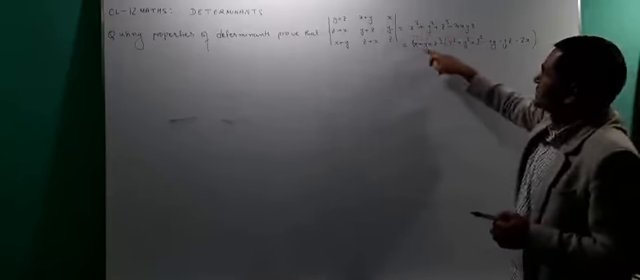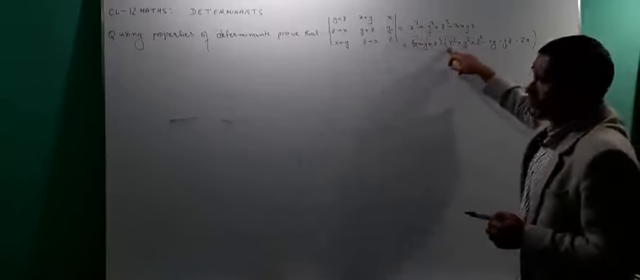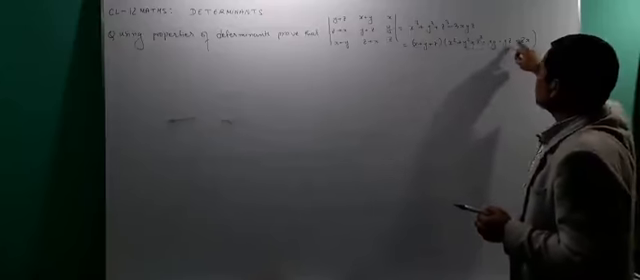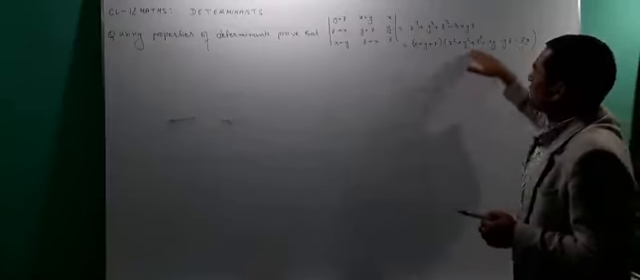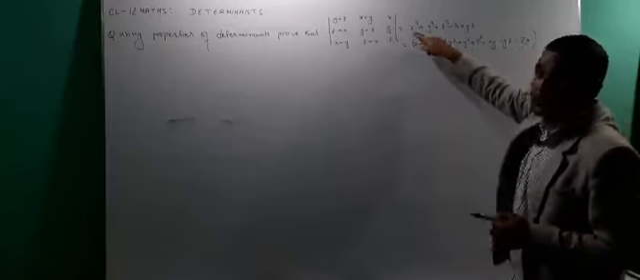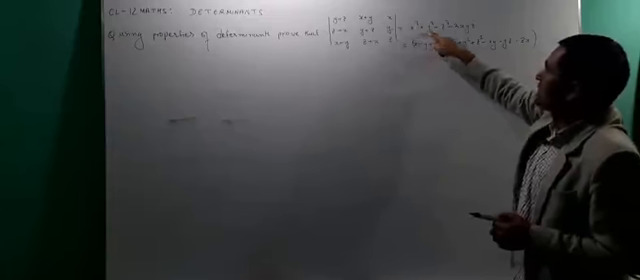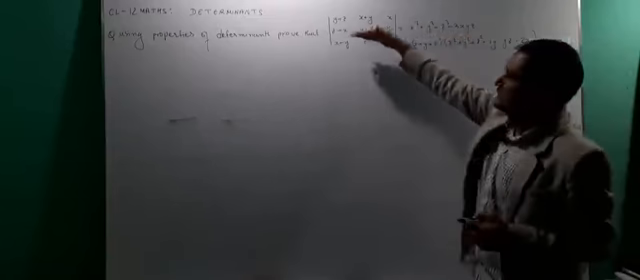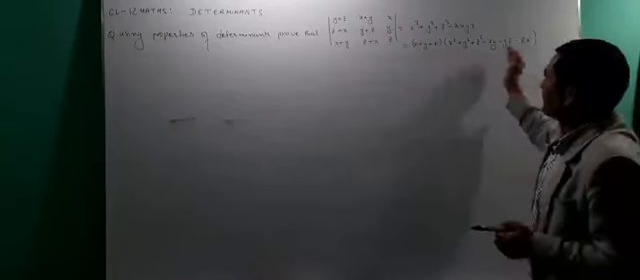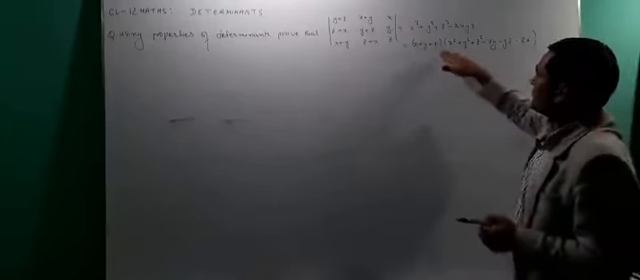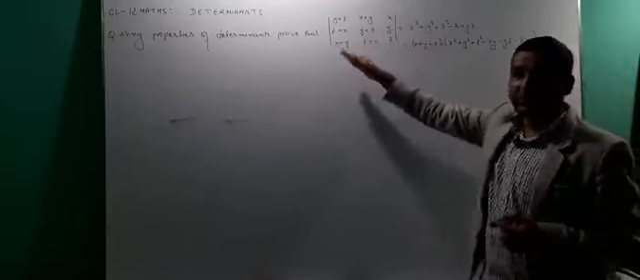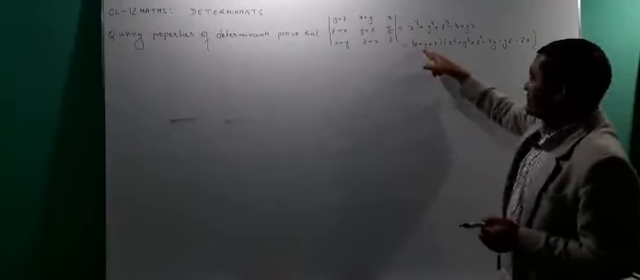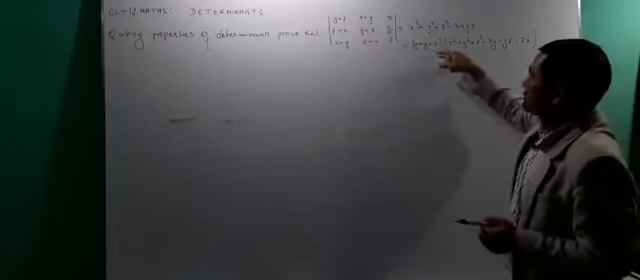x plus y plus z multiplied by x squared plus y squared plus z squared minus xy minus yz minus zx, the product of these two factors, is equal to x cube plus y cube plus z cube minus 3xyz. While solving these questions, if you get any one of the factors, we will take that factor out common from the determinant. That's why we try to get either these factors or this factor. We will work on the basis of these two factors.